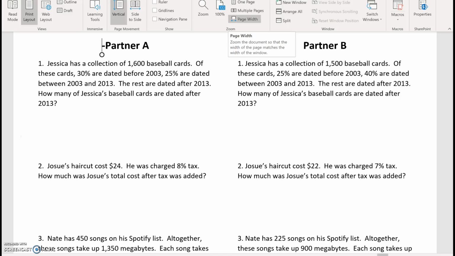Hello everyone. We are continuing our exploration of percent today. So you're going to be working with a partner, and partner A and partner B have different problems, but they're very similar. It's the same problem with just some different numbers. So you guys are going to be able to support one another in your work today.